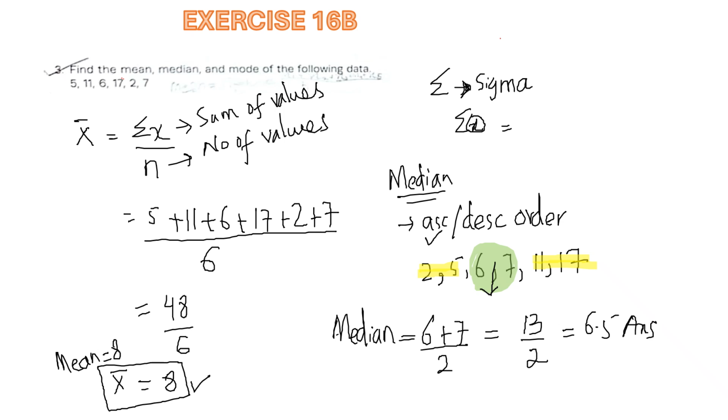And in the case of mode, we need to see which value is most repeated in the data, right? 5, 11, 6, 17, 2, 7. See, all of the values are appearing once. That is, there is no repetition. So that means there is no mode. So we can say all values are unique. There is no mode, right?